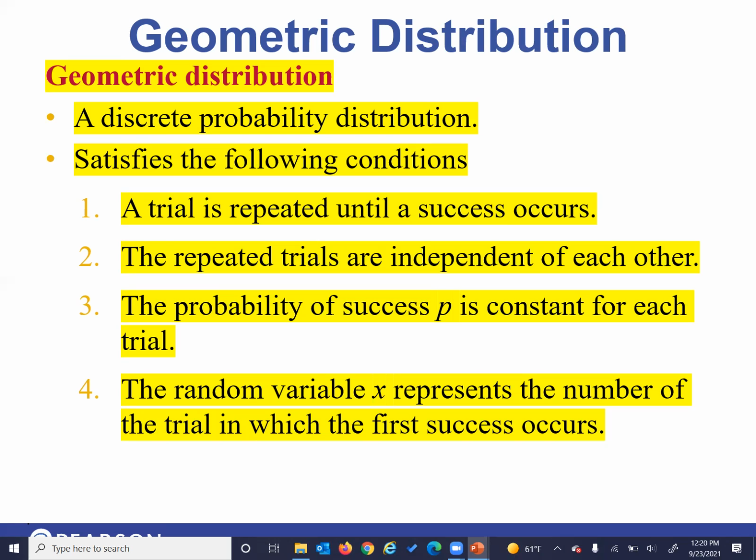on which the first success occurs. Again, just a different way, because in statistics you can do things different ways.